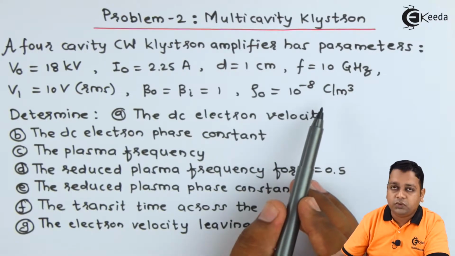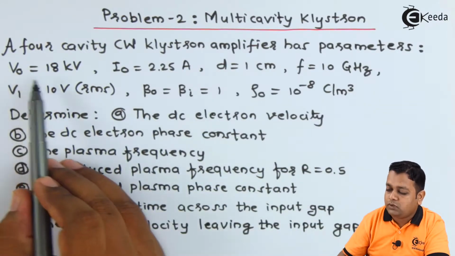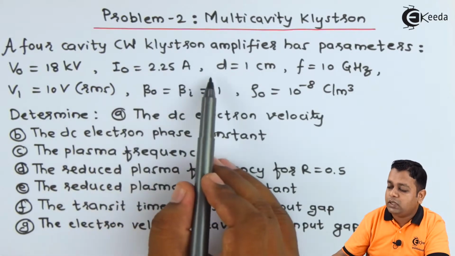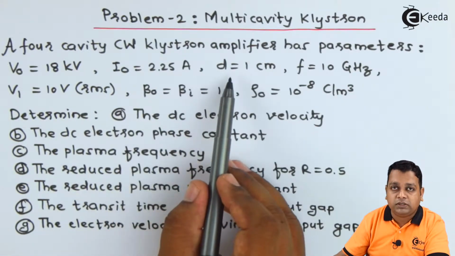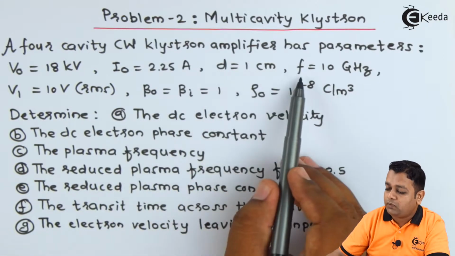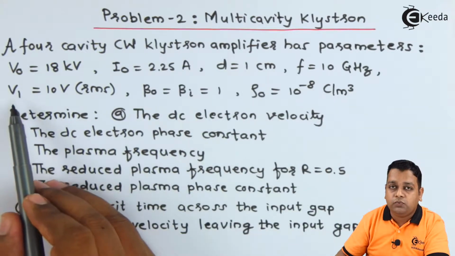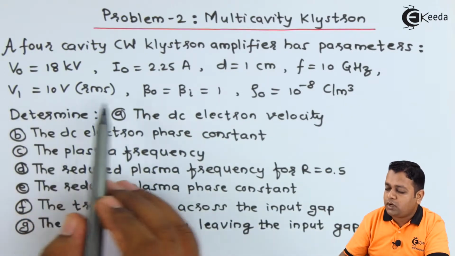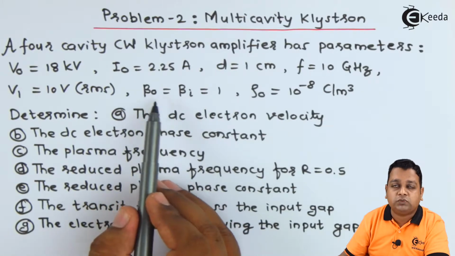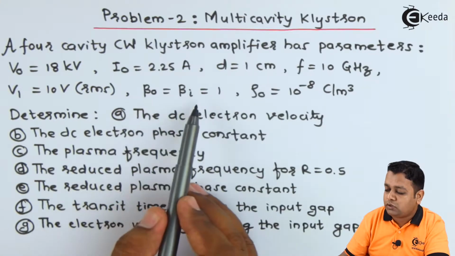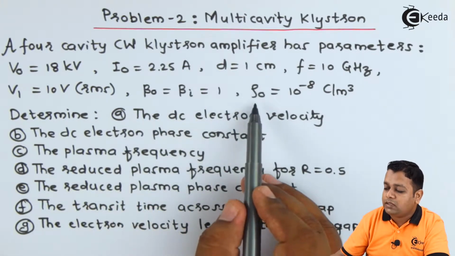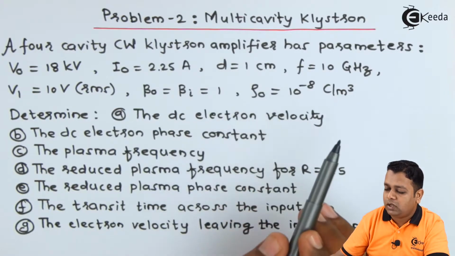So here the beam voltage is given to us, the beam current is given to us, the gap spacing for the buncher cavity is also there, the frequency is available, the input voltage is also provided, the beam coupling coefficients for input and output cavities are also provided, and the DC charge density is also available.